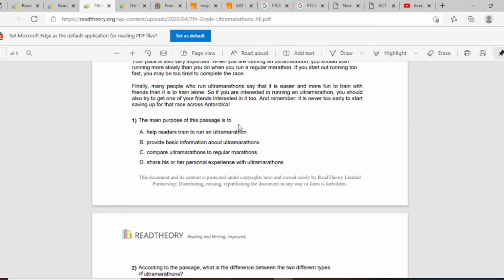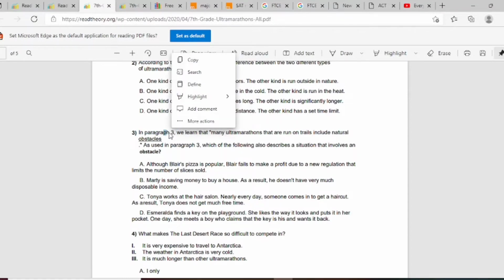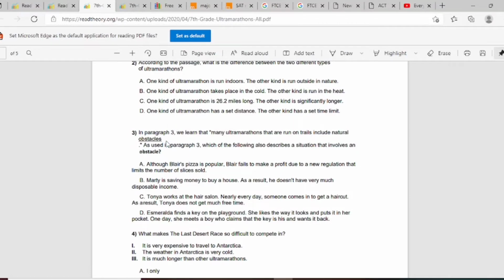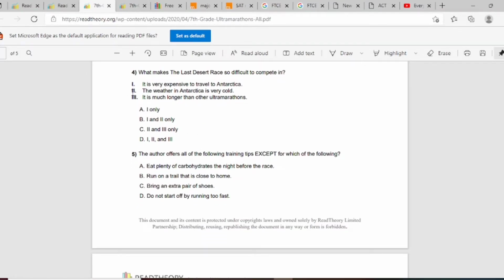The main purpose of this passage is to, according to the passage, that's a very similar one. You're going to see in paragraph 3, meaning it's going to tell you what paragraph to go to, and you might have to look up a word. And sometimes you will see a question like this as well on the exam.